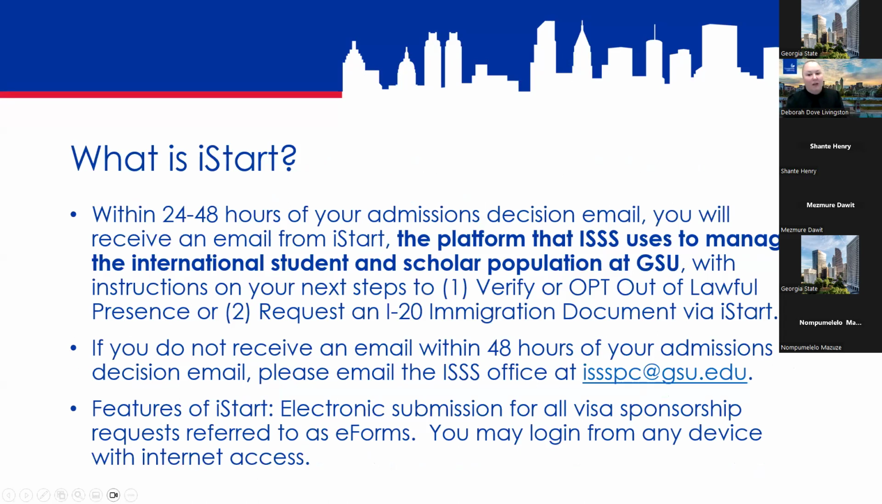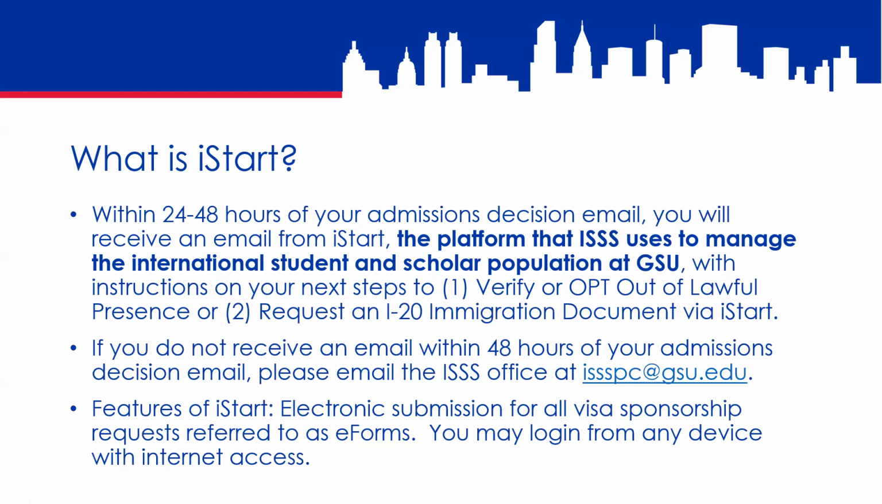So within 24 to 48 hours of your admissions decision email, you will receive an email from iStart. iStart is the software or platform that our office uses to manage the international student and scholar population at Georgia State University. This email will contain instructions on your next steps, either to verify or opt out of lawful presence or request an I-20 immigration document. Please make sure to read the email carefully and then follow the steps shown to either verify or opt out of lawful presence or to submit your e-forms to request your I-20 immigration document.